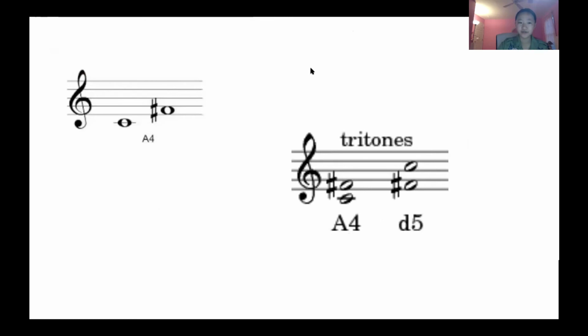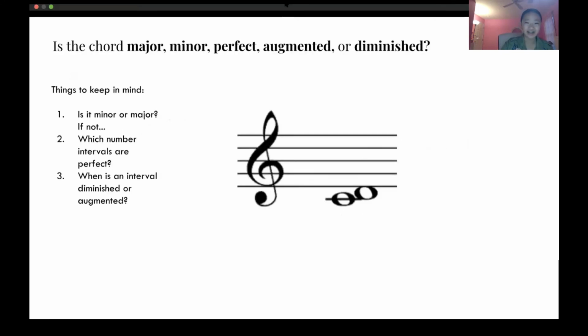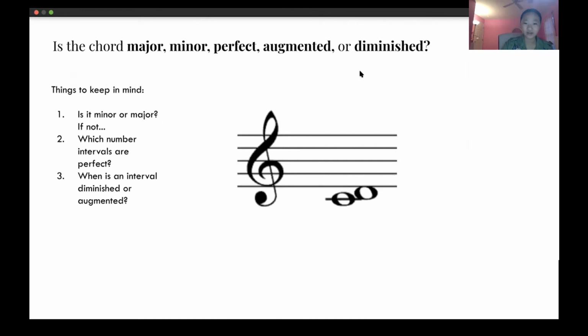So these are some examples. You would label this as A4 because it's a perfect fourth, but the F sharp is a half step higher, so it's augmented. And that's the same thing here. And this one would be a diminished fifth. We recognize 5 as one of the perfect intervals, and we look at the key of F sharp, C is a half step lower than C sharp, so it would be diminished. Let's do some practice. Okay, so we're going to do this one together.